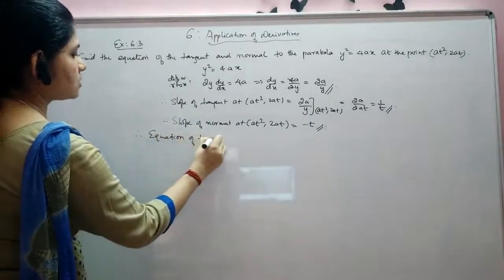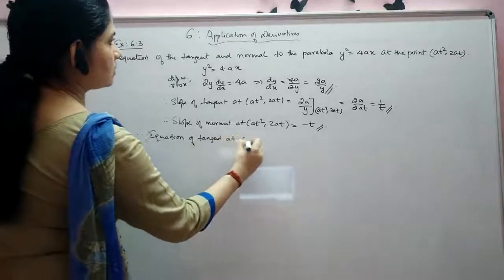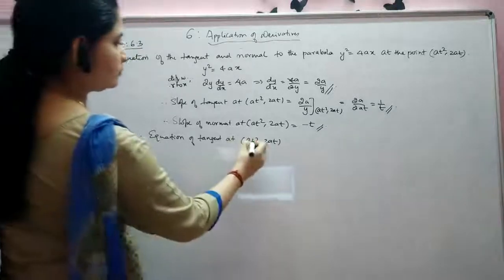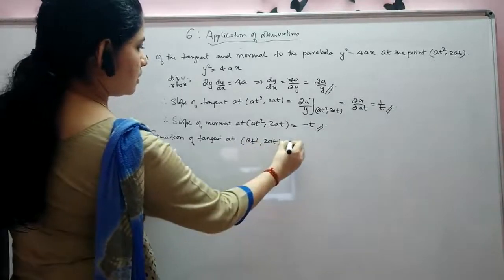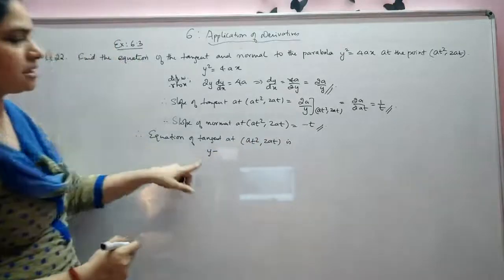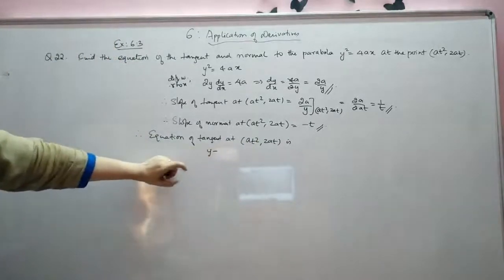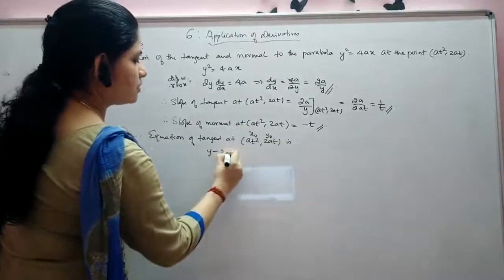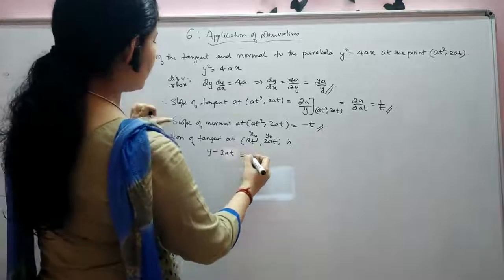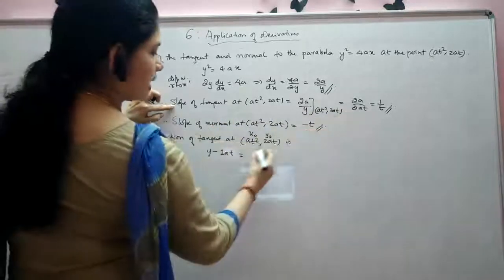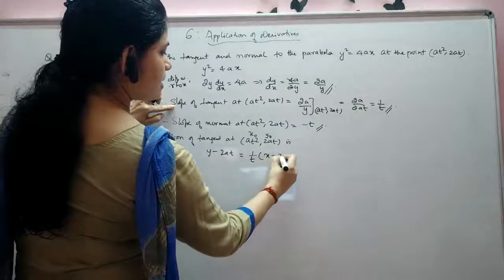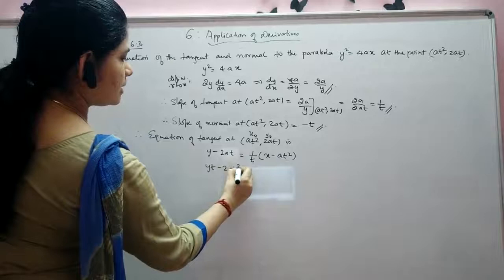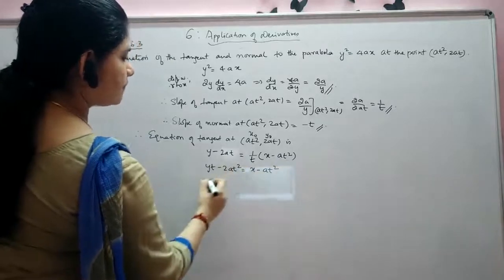Now we will start finding out the equation of the tangent and normal. Equation of tangent at at square comma 2at will be y minus y naught, x minus x naught. So y minus 2at is equal to, what you have found out, the slope of tangent is 1 by t. So 1 by t into x minus x naught, which is at square.